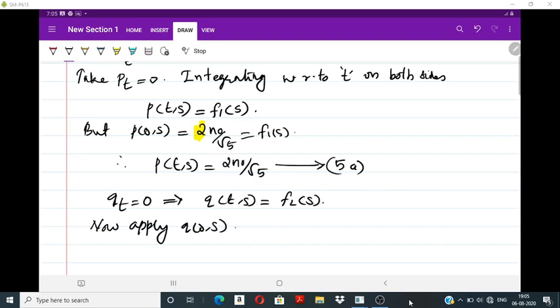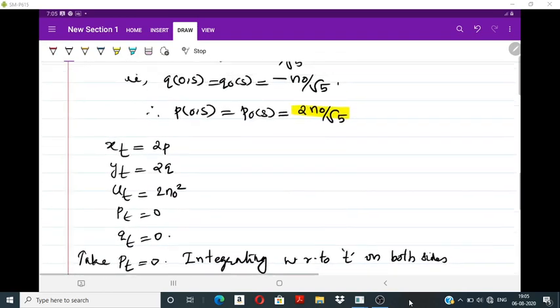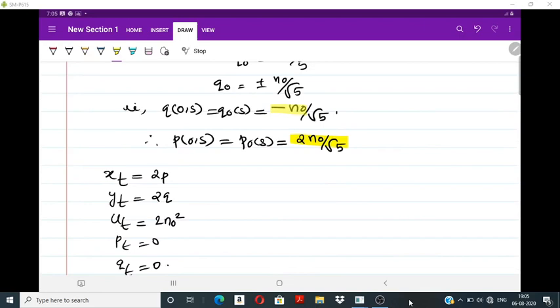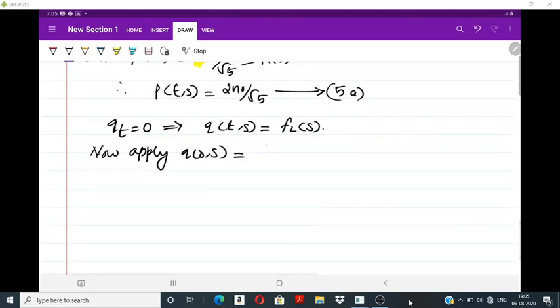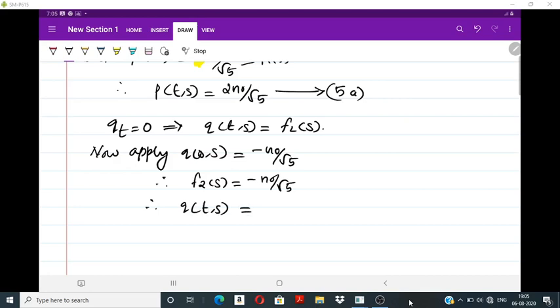So now apply q of 0, s is equal to, what is q of 0, s? q of 0, s is minus n naught by root 5. Therefore f2 of s is equal to minus n naught by root 5. Therefore q of t comma s becomes minus n naught by root 5. Let this be 5b.